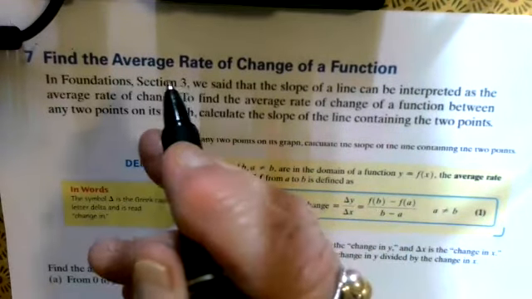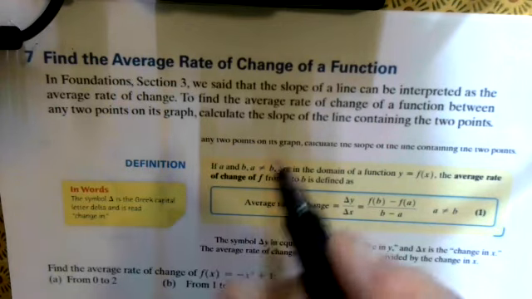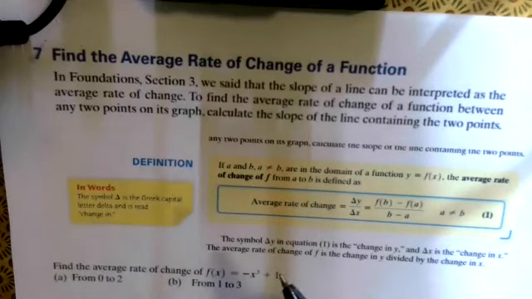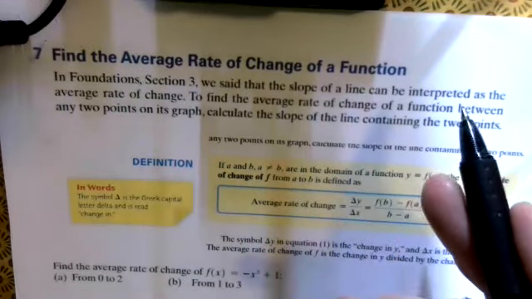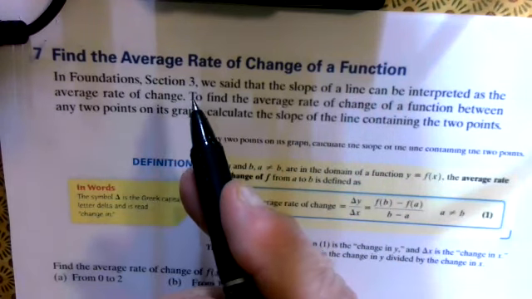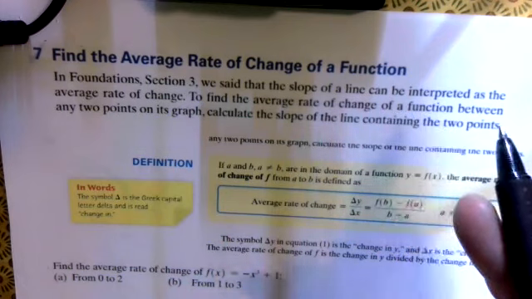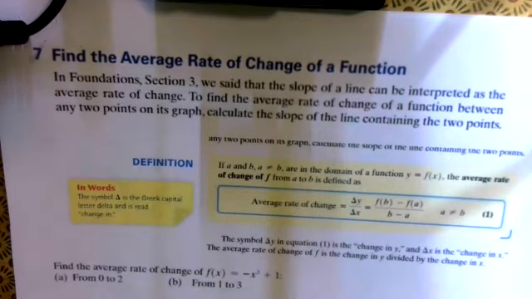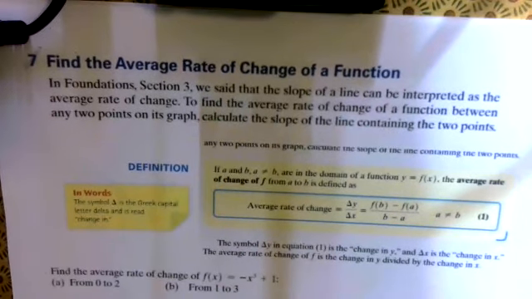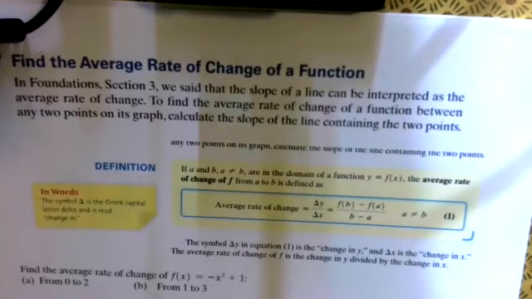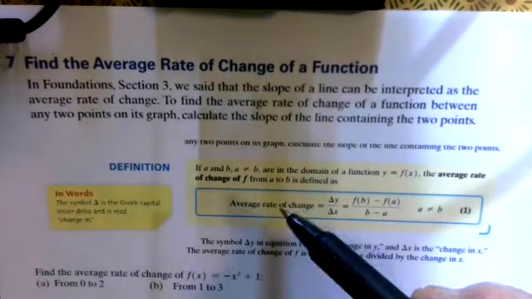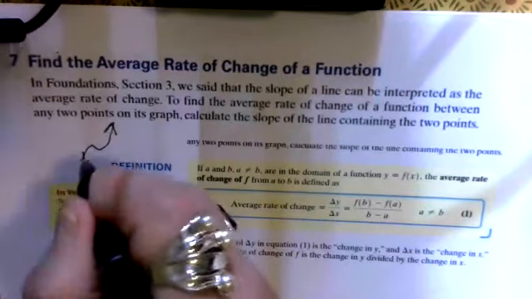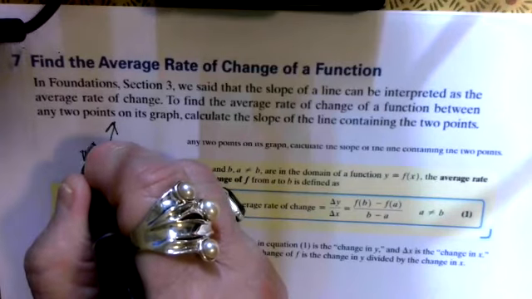In foundation section 3, which you're not in foundations, we said that the slope of a line can be interpreted as the average rate of change. To find the average rate of change of a function between any 2 points on its graph, calculate the slope of the line containing the 2 points. So really the average rate of change is just the slope. Now, why don't we call it the slope? Well, if you think about it, a curve doesn't really have a slope. It depends on between what 2 points you're talking about.